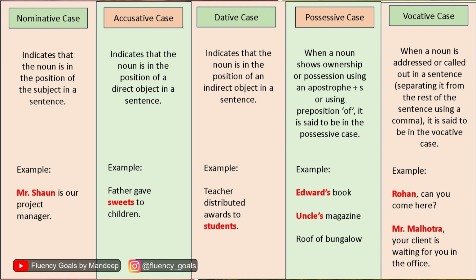When a noun is called out or addressed in a sentence, then that noun is said to be in the vocative case. A vocative noun is always separated from the rest of the sentence using a comma. Example, Rohan, can you come here? Mr. Malhotra, your client is waiting for you in the office. Mr. Malhotra here is a noun in the vocative case.